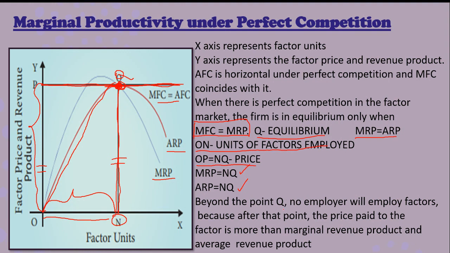So beyond the point Q, no employer will employ the factors. Beyond this point, nobody will employ more factors. Why? Because after that point, the price paid to the factor is more than the marginal revenue product. If you see this point, this is the price. Beyond this, if you start employing factors, the price paid to the factor is more than the marginal revenue. Marginal revenue is here.